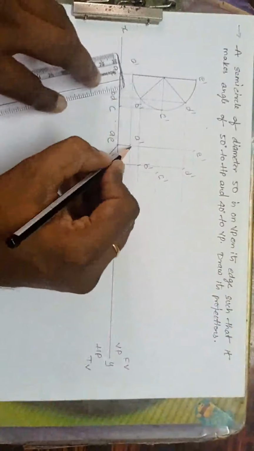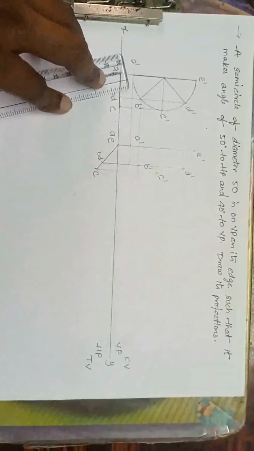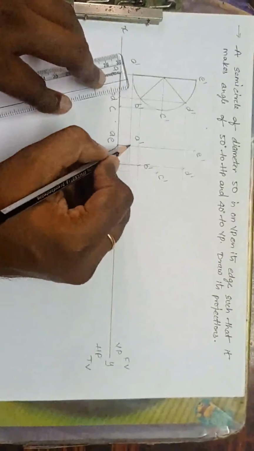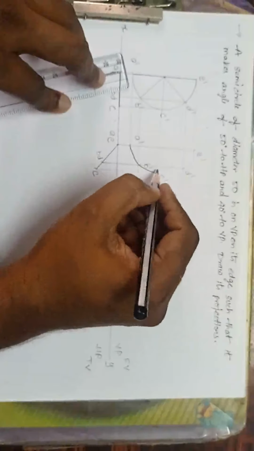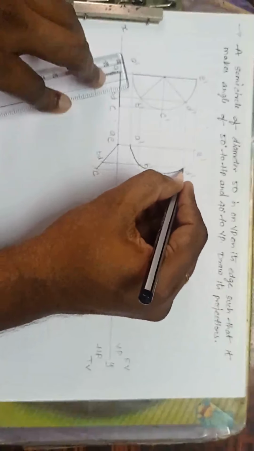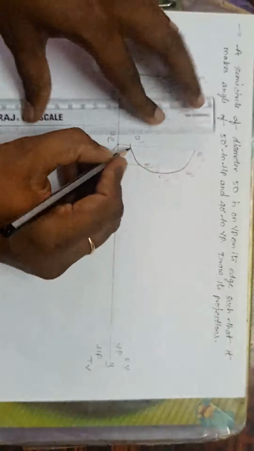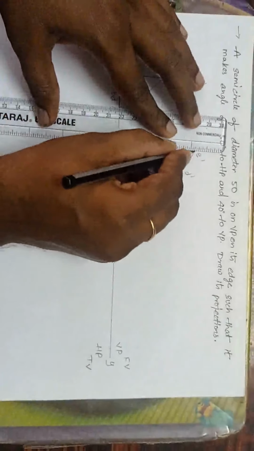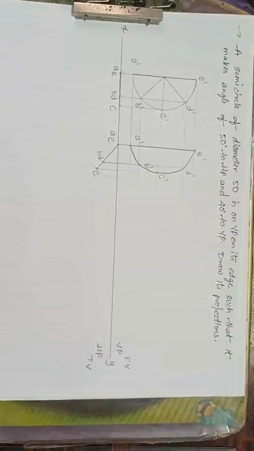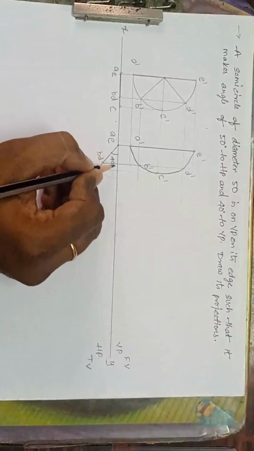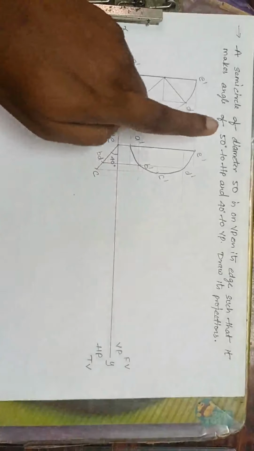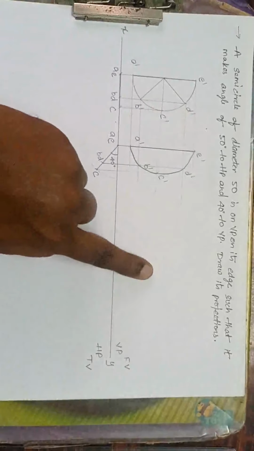Okay, what to do? Join. A dash, B dash, B dash, C dash. Okay, C dash, D dash, and D dash, E dash. Just join like this. I will get semicircle, something like this. Over. Next, it is an angle of 40 degrees. I have to mention, very important. Next, it is 50 degrees with HP. I will show in the VP.